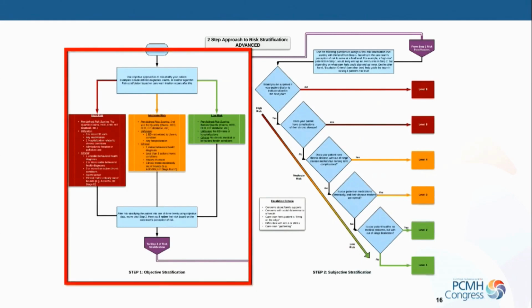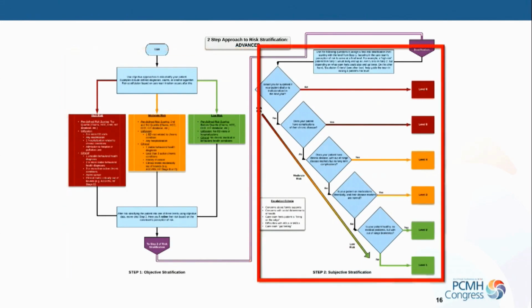Essentially on the left-hand side is step 1, objective risk stratification. And on step 1, we're going to sort patients using objective data into one of 3 different levels, high, medium, and low risk. This is a pre-sort. Before we go on to step 2, where we're going to refine their risk into those final 6 different levels that we talked about. So let's look at this individually.